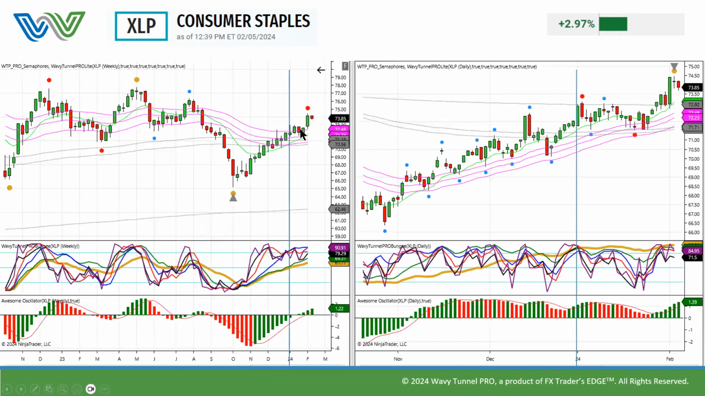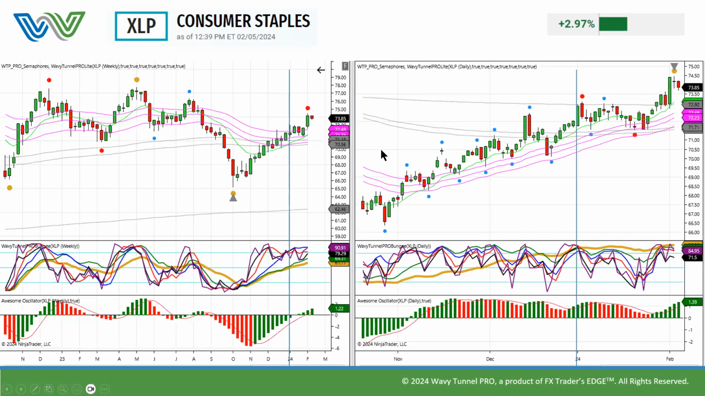Let's look at the XLP, consumer staples, the weekly chart on the left. It's doing pretty well. This was our setup for a breakout 4 trade. I think it was right here. This would have been a breakout 4 trade on the weekly, on the consumer staples right down here.